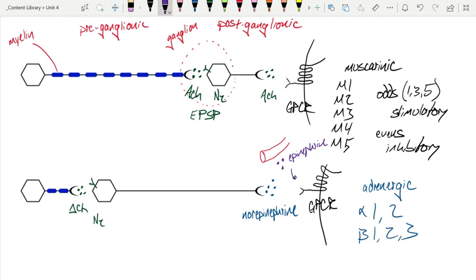We also have to address the fact that some of these are going to be stimulatory and some of them are going to be inhibitory. Luckily, the same rules for muscarinics apply to these adrenergics, where the odds tend to be stimulatory and the evens tend to be inhibitory. All right, let's see if we can wrap this up in a meaningful sort of way.